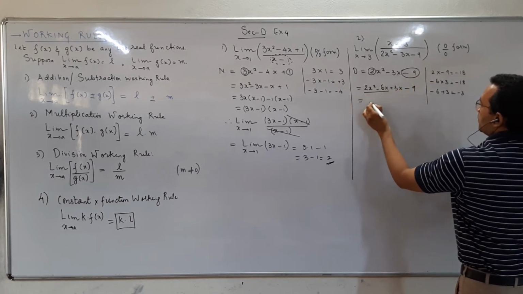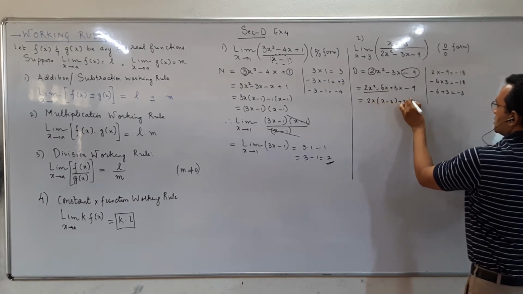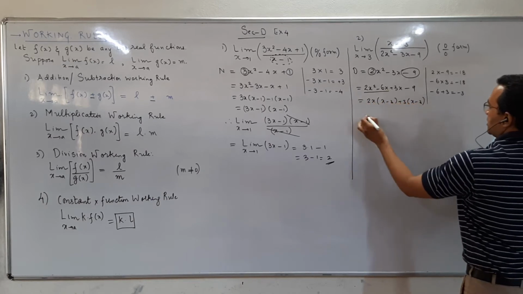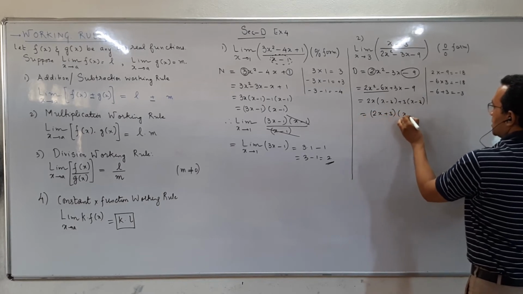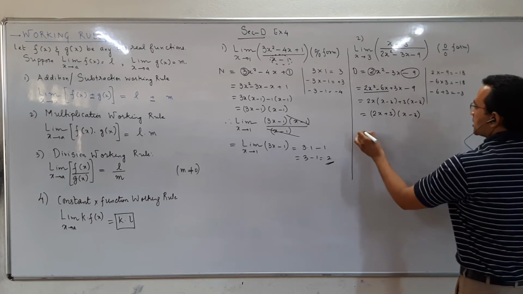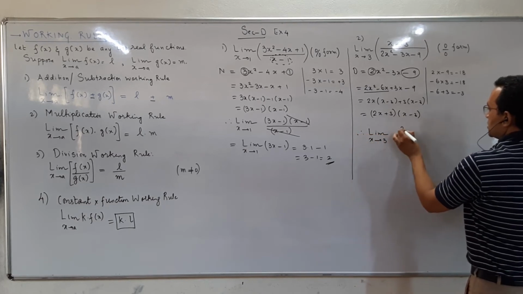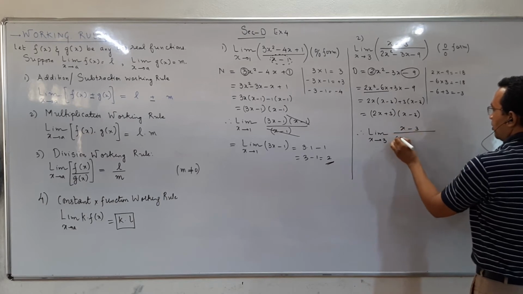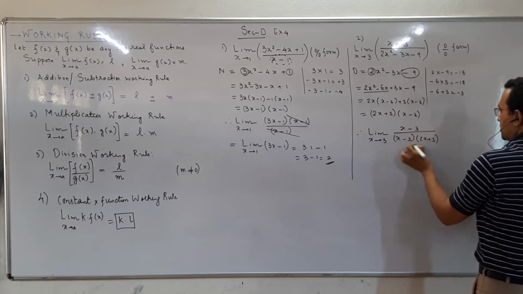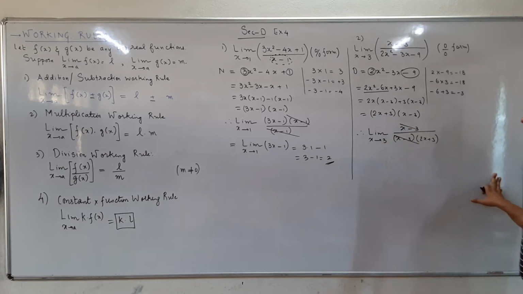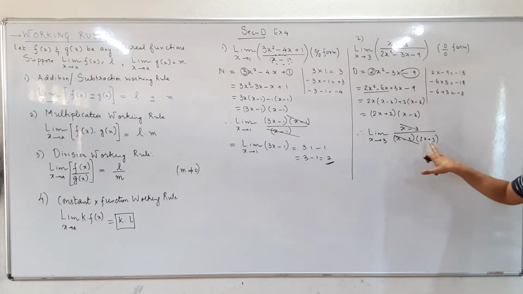What is common from the first two terms? 2x, so x minus 3. 3 common, so x minus 3. So the factors are 2x plus 3 and x minus 3. Therefore, the limit x tends to 3 changes to x minus 3 upon x minus 3 into 2x plus 3. We are eager to cancel. Again, this is never technically equal to 3, but in the sum, we take it as 3.